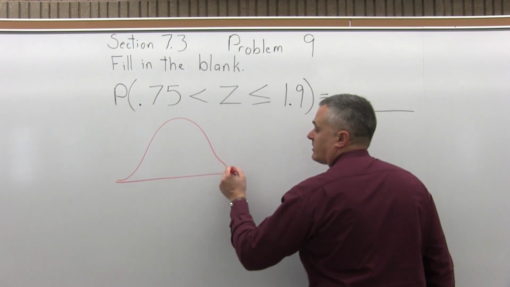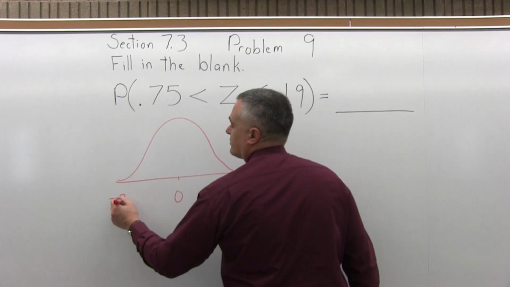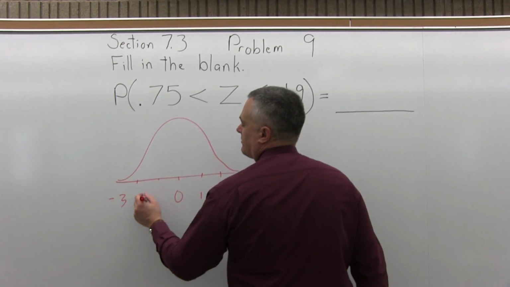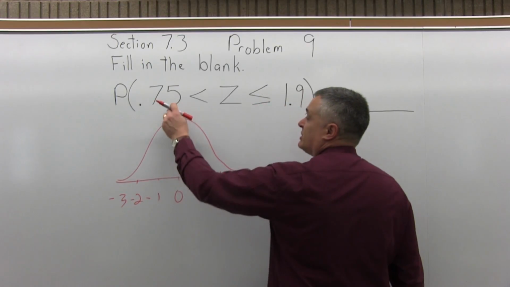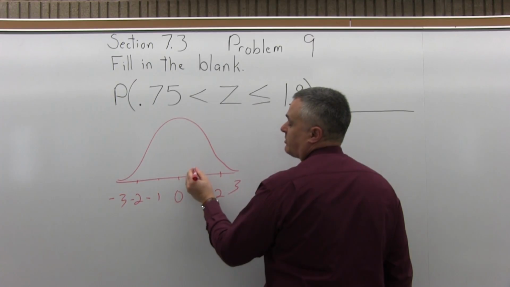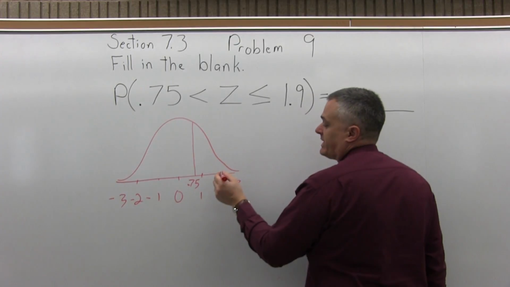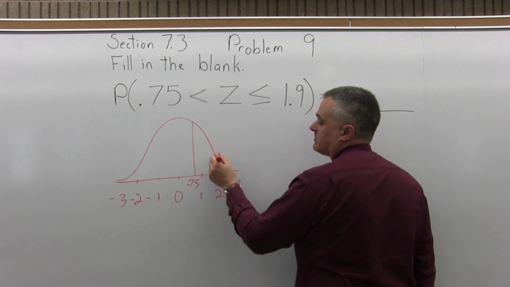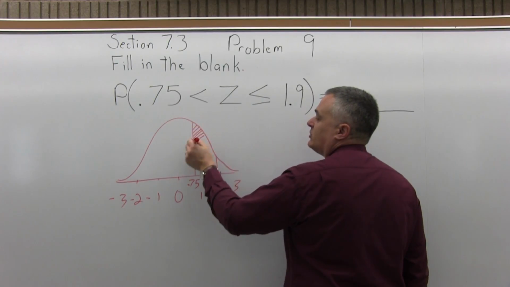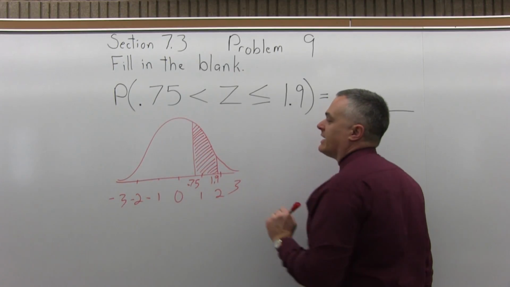So we'll start with a bell curve, have a 0 in the center, 3 on one end, -3 on the other, and by eye 1, 2, 3, -1, -2, -3. So 0.75 is 3/4 of the way between the 0 and the positive 1. And 1.9 is almost up to the 2. And we want to find the probability of being between those two values, between 0.75 and 1.9.